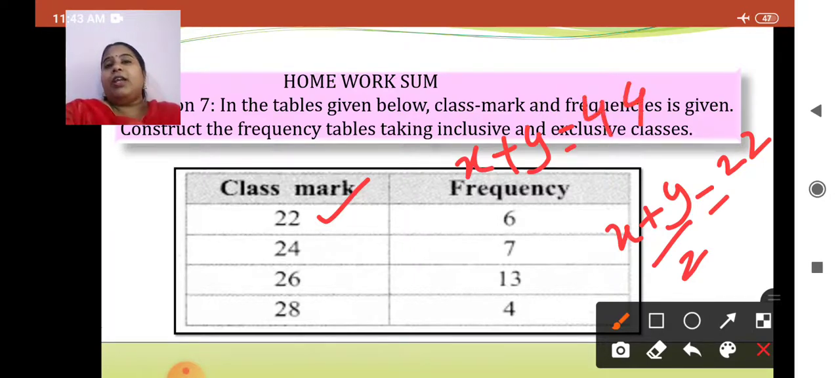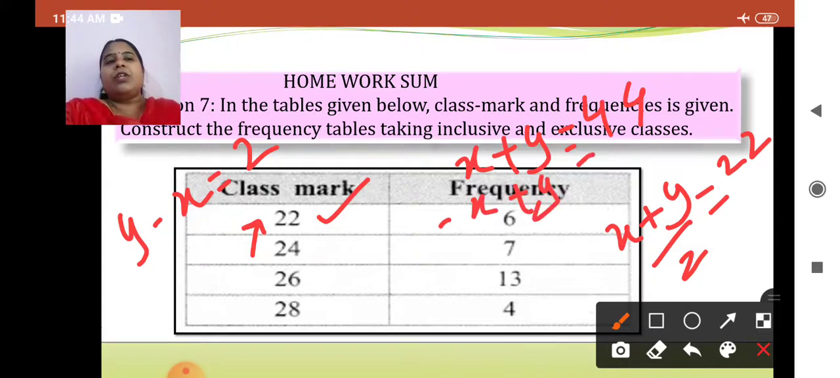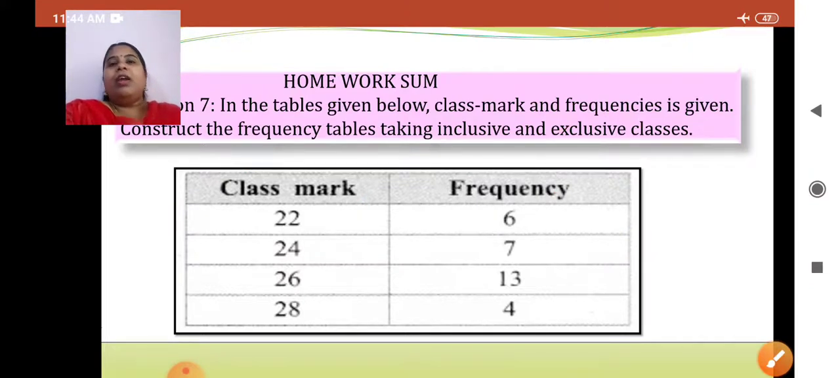Then what did I say? For the class width, it is the difference between any two class marks. So what do I get here? Class width: 24 minus 22 is 2, and the class width formula is y minus x, upper limit minus lower limit, so 2. So here you can also write minus x plus y is equal to 2. Then you have got two simultaneous equations; you can add them, eliminate one, and get the other. Exactly the same way you have to do this. There is no other method. I hope you have understood this.